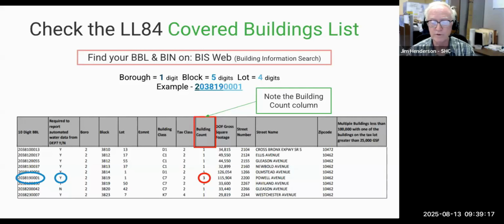If your property is on the list, you must report your benchmarking data to the city. If you have more than one BBL associated with your campus, search the covered buildings list to confirm that the additional BBLs are listed.